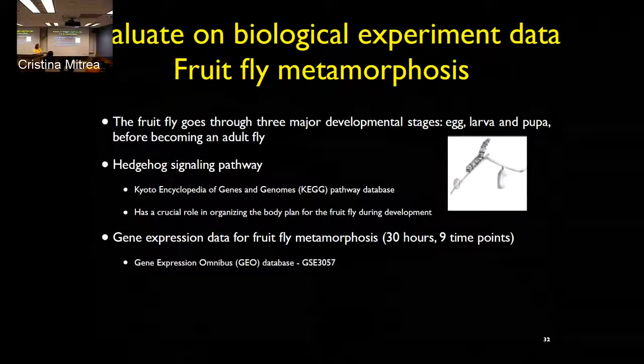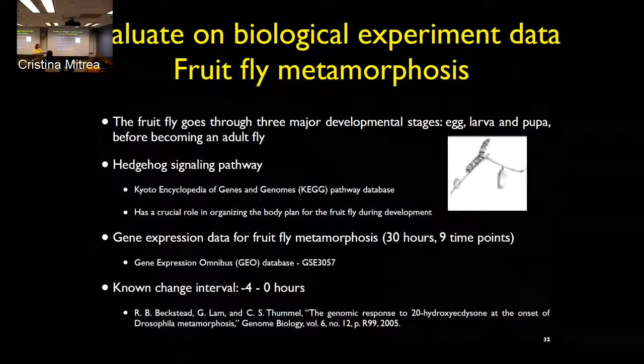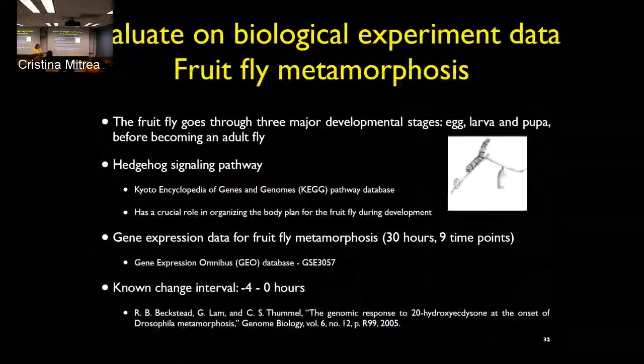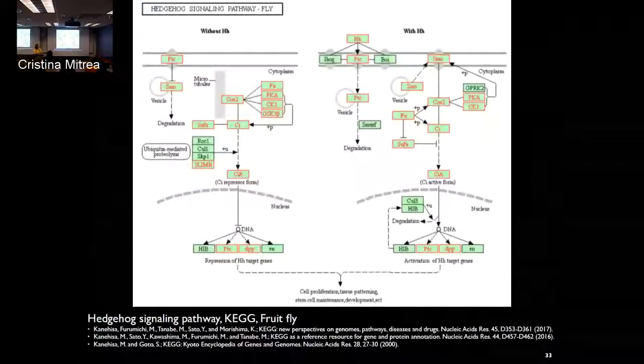We took the gene expression from a public repository of gene expression data, Gene Expression Omnibus, and we have the idea of the data set here. And also here we had a known change interval. Fruit fly is again a very well studied organism, so we knew when the change happened. And this study was published. It has a paper attached to it.